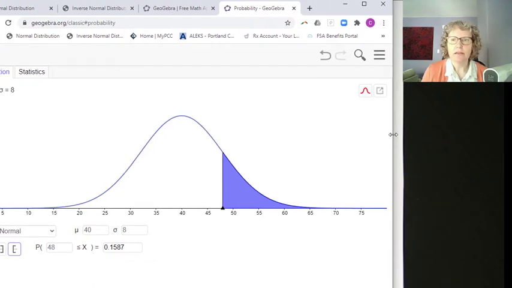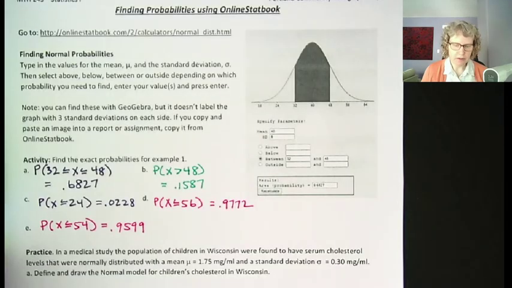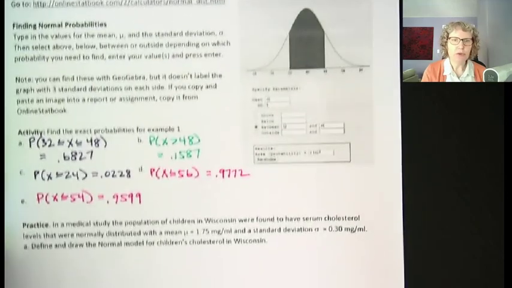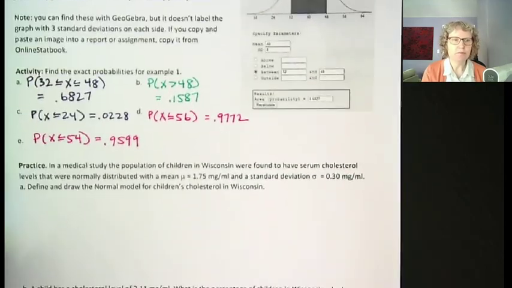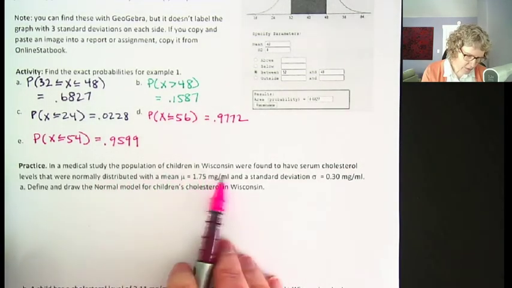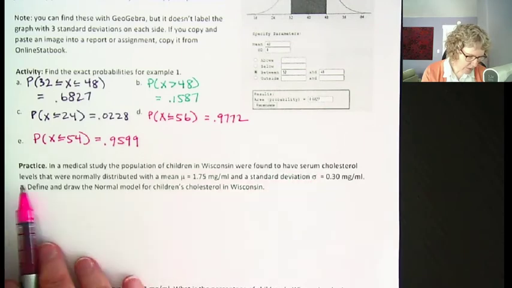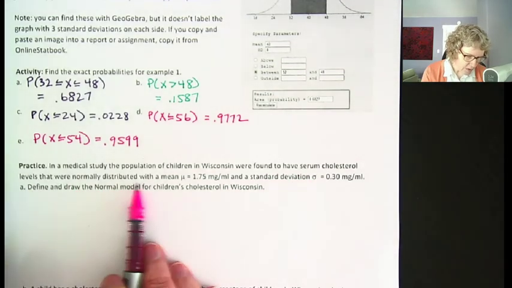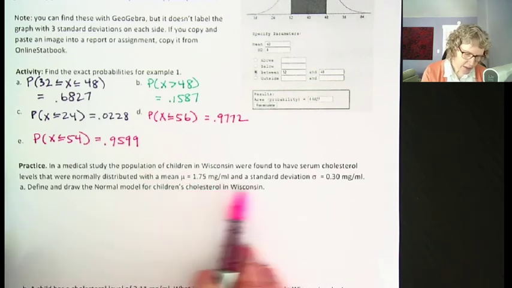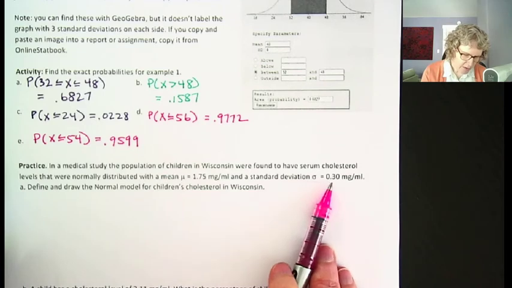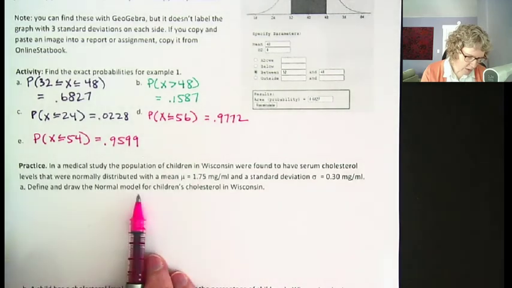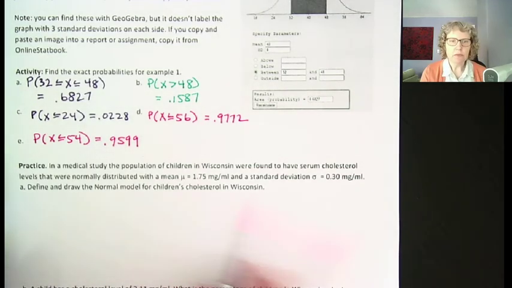Okay, so let's do one more example on this. Everything we've done is with this rainfall example. So let's do a new example. In a medical study, the population of children in Wisconsin were found to have serum cholesterol levels that were normally distributed with a mean of 1.75 milligrams per milliliter and a standard deviation sigma of 0.3 milligrams per milliliter. Define and draw the normal model for children's cholesterol in Wisconsin.